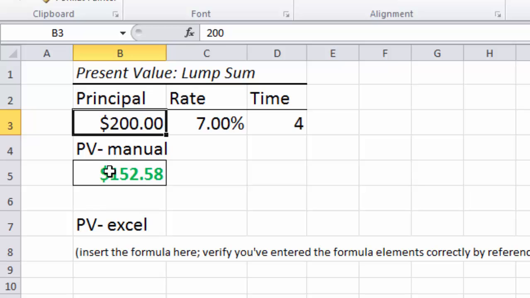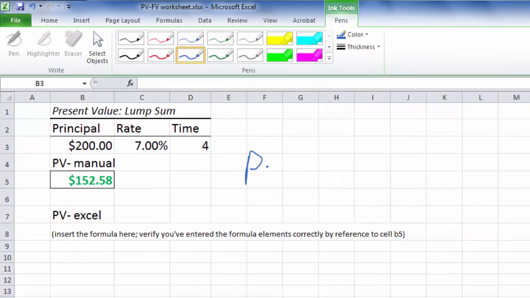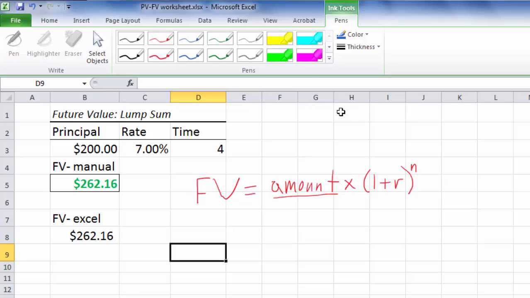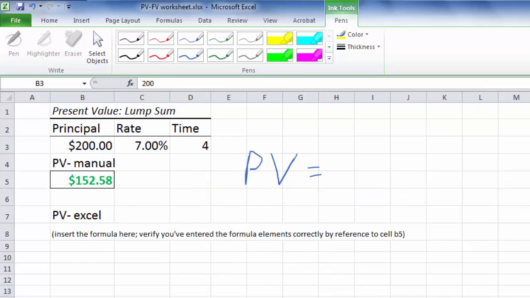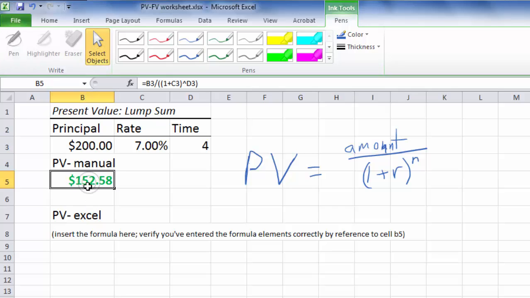Now, the formula for present value is the opposite of calculating future value. We can say we are undoing future value. So how do we undo future value, which is multiplication? Present value, undoing future value, will be division. So it's simply going to be the amount divided by the compounding factor, 1 plus the interest rate, to the number of time periods.